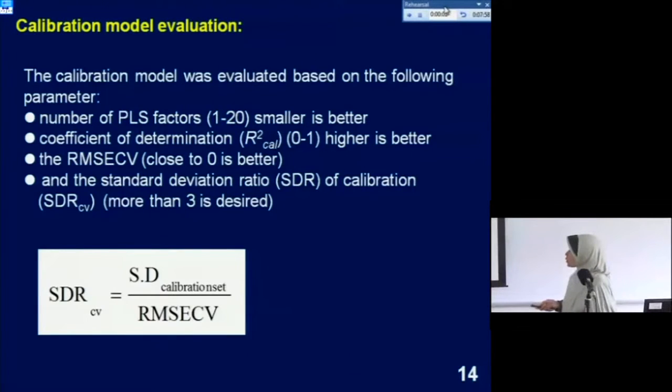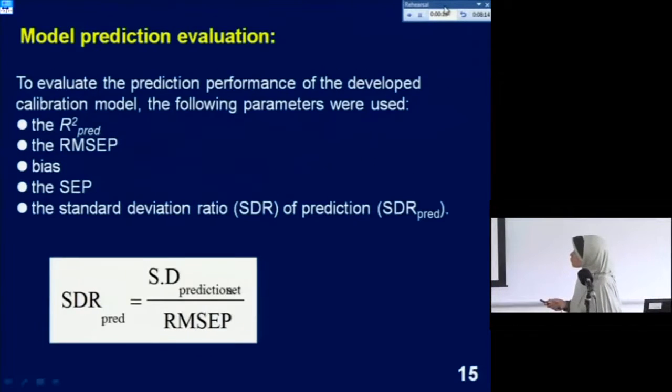These parameters were used to evaluate the performance of the calibration model: the number of PLS factors, coefficient of determination, error of cross-validation, and standard deviation ratio. And these parameters were used to evaluate the performance of the prediction: R-square, error of prediction, bias, SEP, and standard deviation ratio.